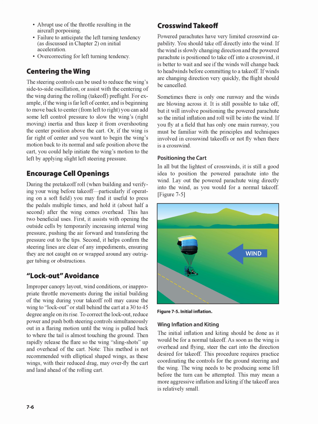If the wind is slowly changing direction and the powered parachute is positioned to take off into a crosswind, it is better to wait and see if the winds will change back to headwinds before committing to a takeoff. If winds are changing direction very quickly, the flight should be cancelled. Sometimes there is only one runway and the winds are blowing across it. It is still possible to take off, but it will involve positioning the powered parachute so the initial inflation and roll will be into the wind.